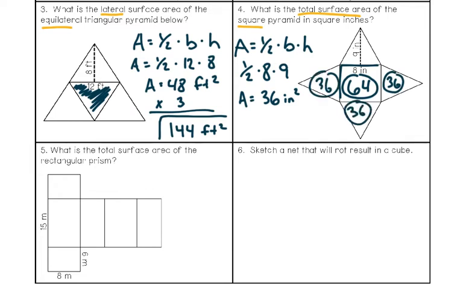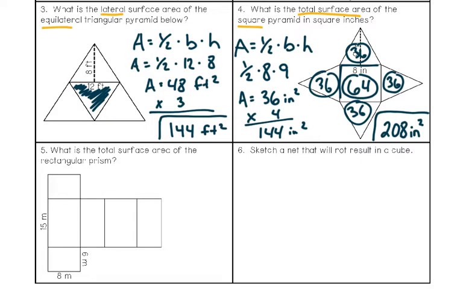Or I think it's a little bit easier to say since there's 4 of them and they're all the same, we can just multiply 36 times 4. So I would take 144, which is the total area of all the triangles, plus the 64, because that's the total area of the square. And now I find the area of all the faces. I need to add those up to find total surface area, which gives me a total surface area of 208 square inches for this square pyramid.